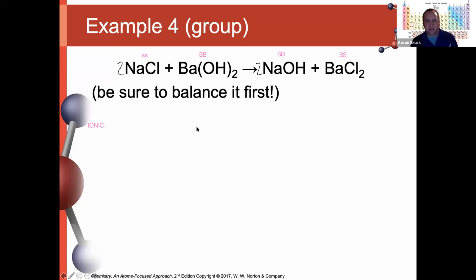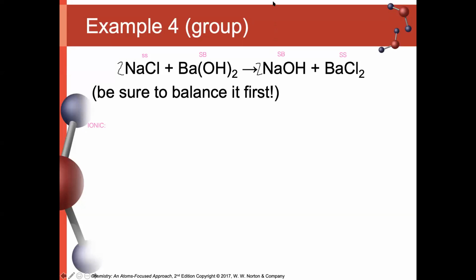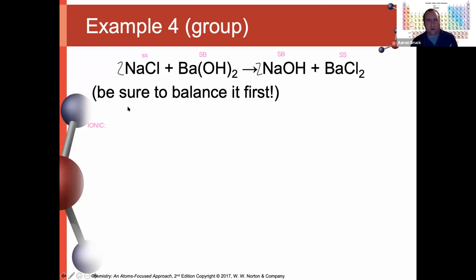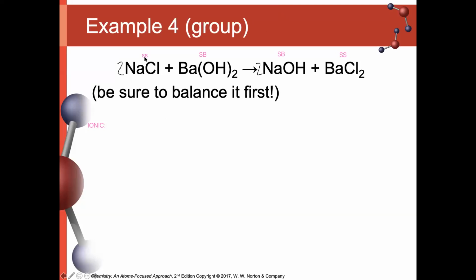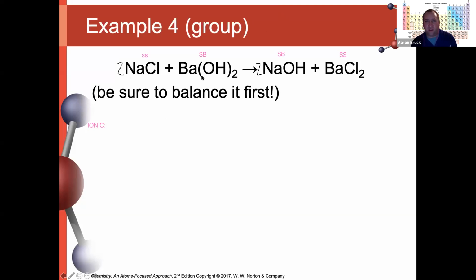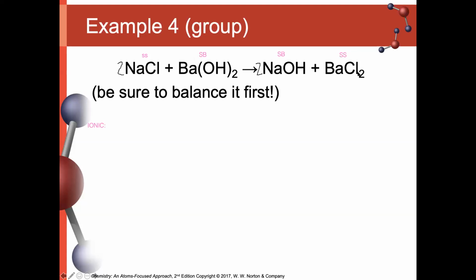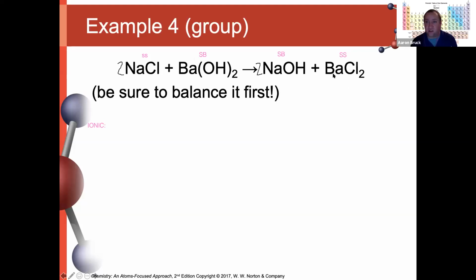All right, let's check in, see how we're doing. I've got the designations. Sodium chloride was a soluble salt. Barium hydroxide, okay. This is our first example where we've had to deal with acids or bases. And so we don't identify them as soluble or insoluble. We identify them based on their strength. Barium and sodium are both on our strong bases list. So we have classified them as strong bases. And barium chloride ions are usually soluble. Barium is not one of the exceptions. So this is a soluble salt as well.